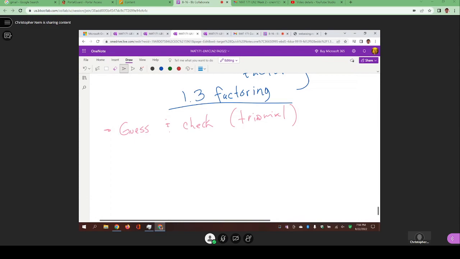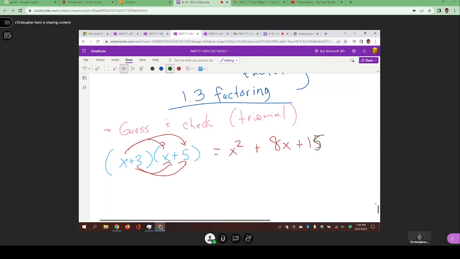So, the first one I want to do is... Oh, let's actually get some motivation real quick. So let's suppose I have x plus 3 times x plus 5. If we were to multiply these together, distribute them out, of course, you would get x squared plus 8x plus 15. This is what you would get once you combine like terms. So now we have to have some reasoning. Where did this 15 come from, and where did this 8 come from?